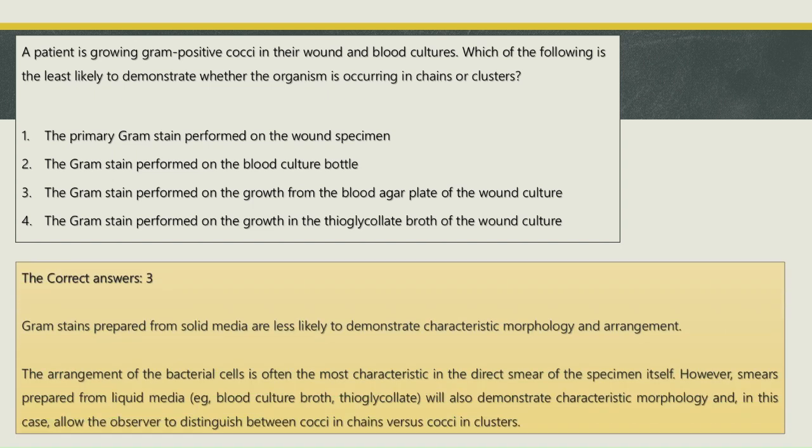The correct answer: 3. Gram stains prepared from solid media are less likely to demonstrate characteristic morphology and arrangement. The arrangement of the bacterial cells is often the most characteristic in the direct smear of the specimen itself. However, smears prepared from liquid media, e.g., blood culture broth, thioglycolate, will also demonstrate characteristic morphology and, in this case, allow the observer to distinguish between cocci in chains versus cocci in clusters.